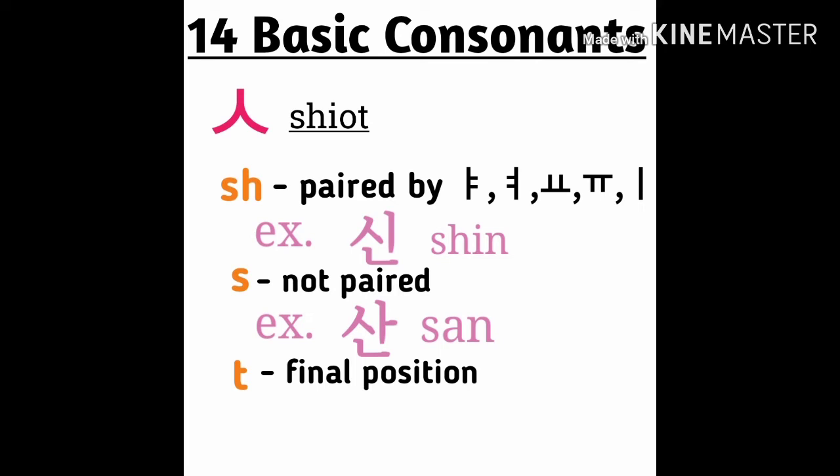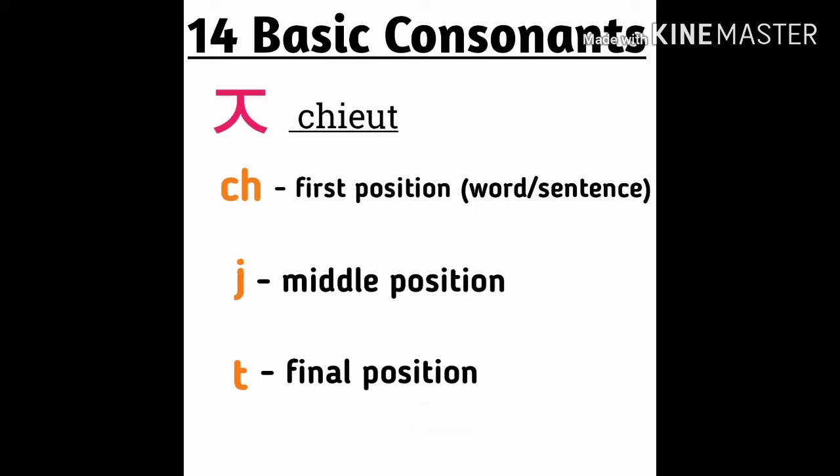Always remember guys, if shiot is not paired with those 5 vowels above, it will sound as s. Last rule for shiot, if shiot is in the final position, it will sound as t. So for example, in this word, the shiot is placed in the final position. We will read this word as ot.